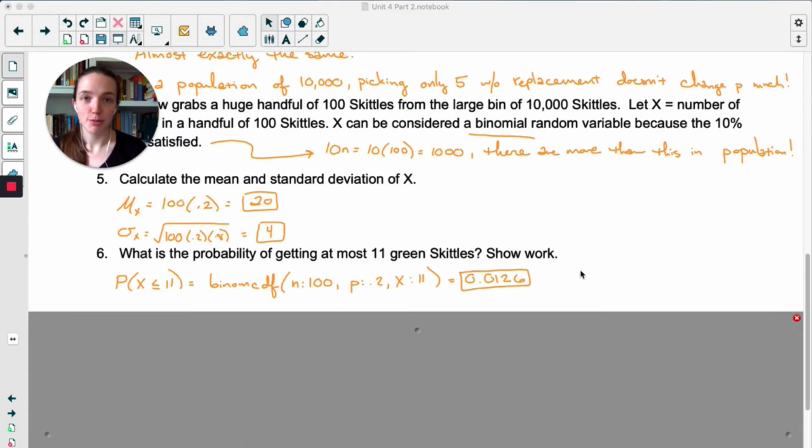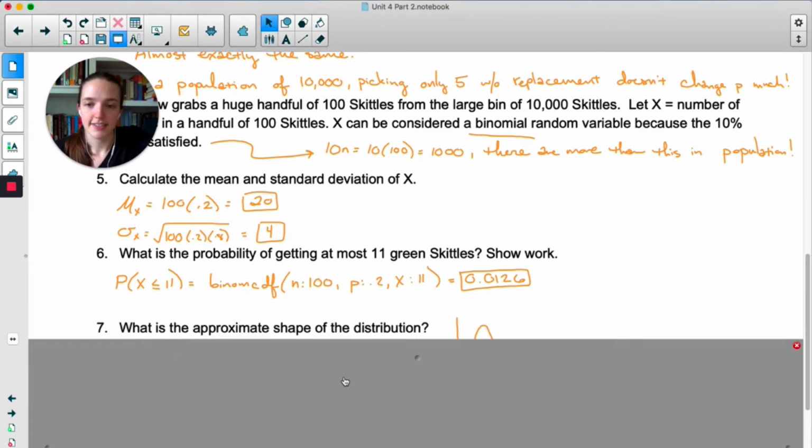So because the distribution is binomial, we can use the formulas for mean and standard deviation. We get a mean of 20, standard deviation of 4. At most, 11 green would be x less than or equal to 11. I used binom CDF. We have 100, probability of success is 0.2. We're interested in 11. There's a 1.26% chance that he gets at most 11 green Skittles.